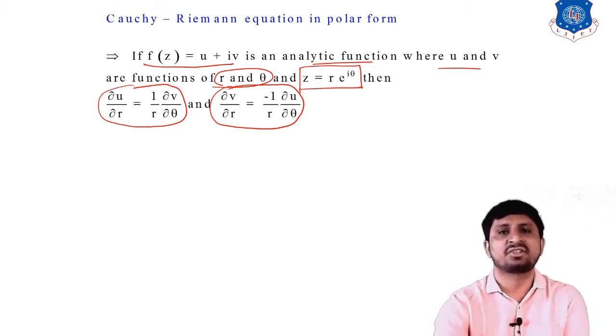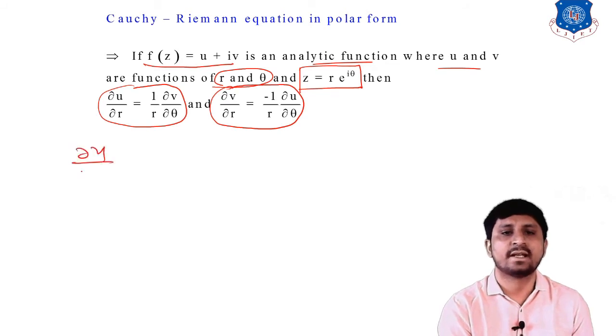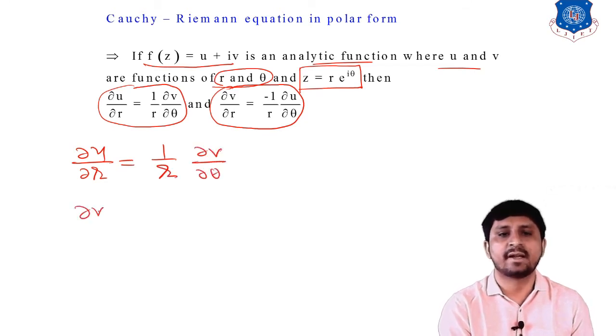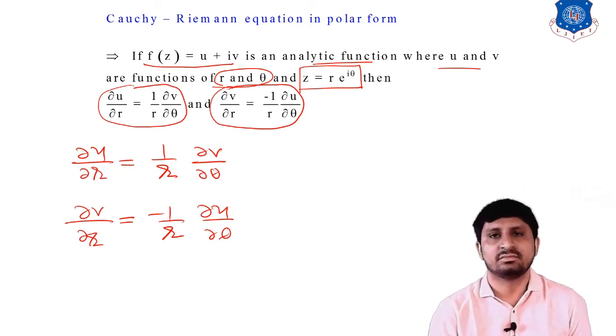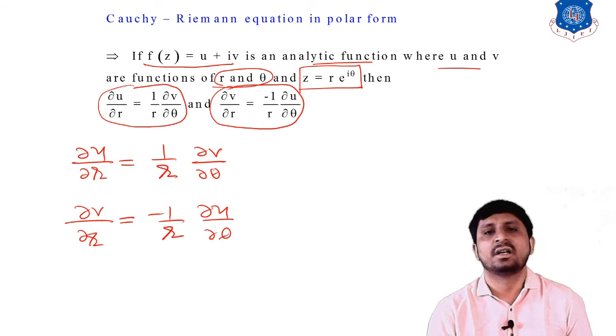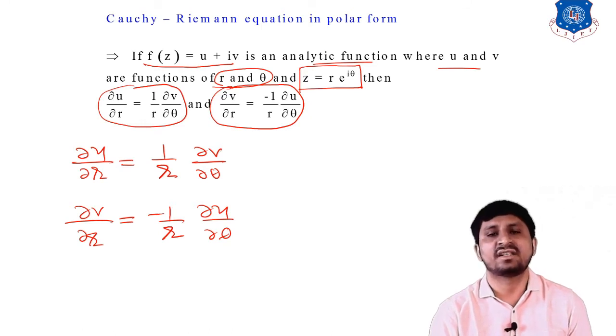But just try to understand this formula: del u by del r is equal to 1 upon r del v by del theta, and del v by del r is equal to minus 1 upon r del u by del theta. To find out whether the given function is analytic or not, first of all you have to take z is equal to r into e raised to i theta, and after that find all the partial derivatives with respect to r and theta: del u by del r, del u by del theta, del v by del r, del v by del theta.